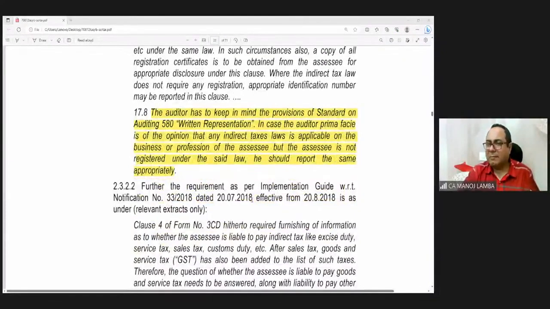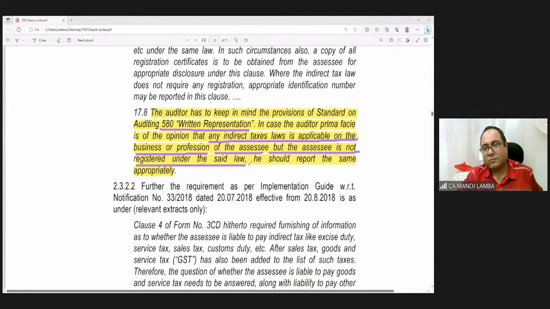And what further guidance is there? The auditor has to keep in mind Standard on Auditing 580, that is, written representation. In case the auditor is prima facie of the opinion that any indirect tax law is applicable on the business or profession of the assessee, but the assessee is not registered under the said law, he should report the same appropriately.